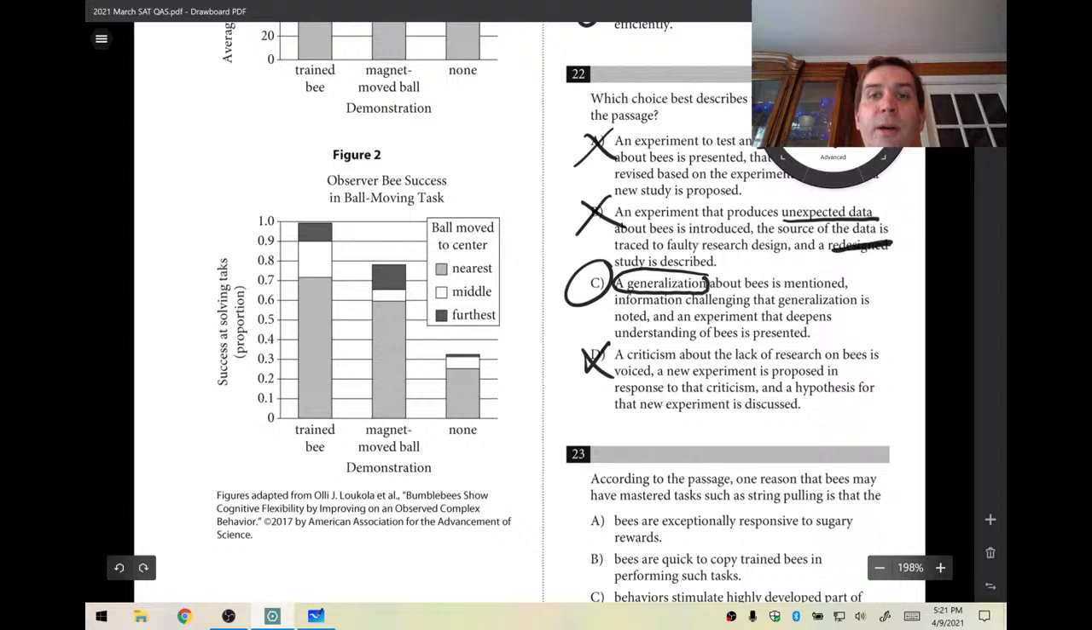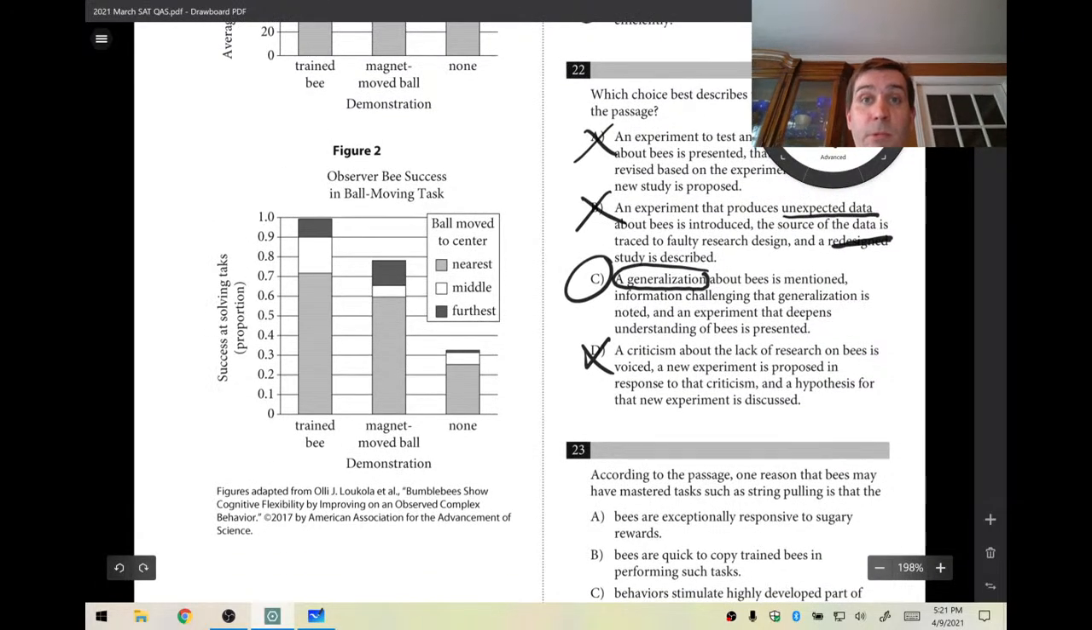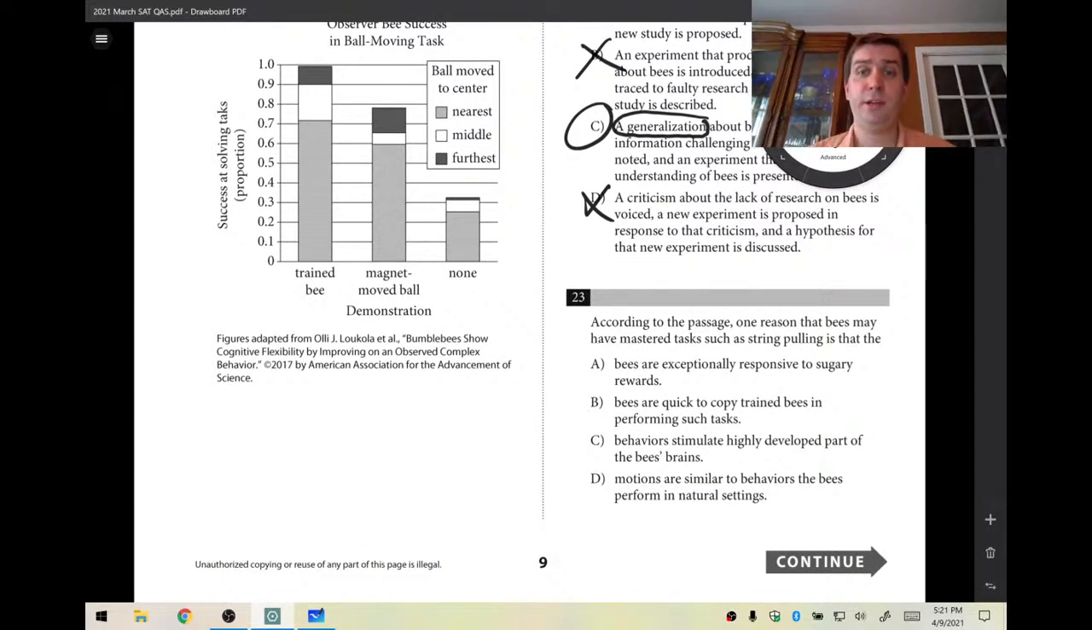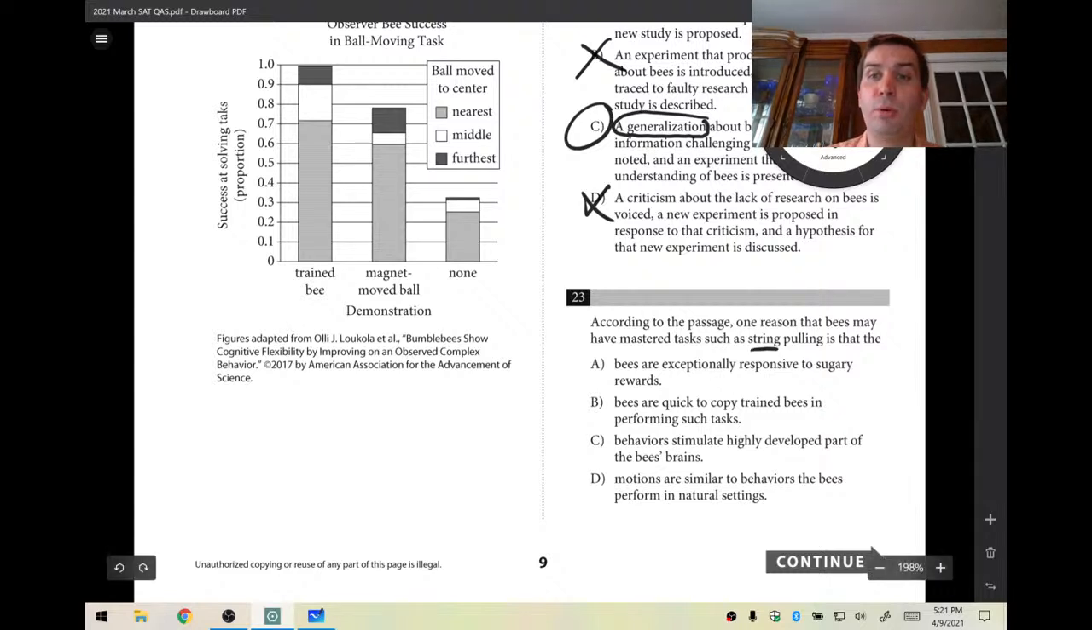Do people even think about the intelligence of bees? That's a generalization. That generalization is noted, and then we have an experiment where we learn more about bees. And it's quite fascinating. 23, according to the passage, one reason that bees may have mastered tasks such as string pulling. Why did the bees perhaps master string pulling?